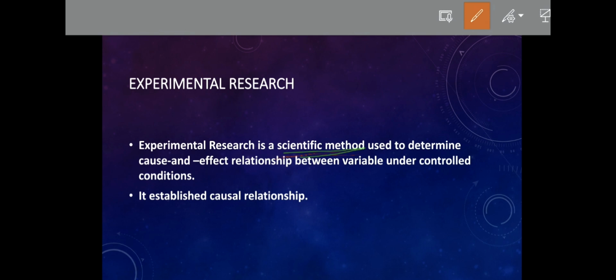Experimental research is the scientific method used to determine the cause and effect relationship between the variables. Variables means here what we have to know. Don't worry, it establishes causal relationship. In experimental research there is a cause and effect relationship, it means causal relationship in between variables. So what are the variables? First we have to know, yes or no?